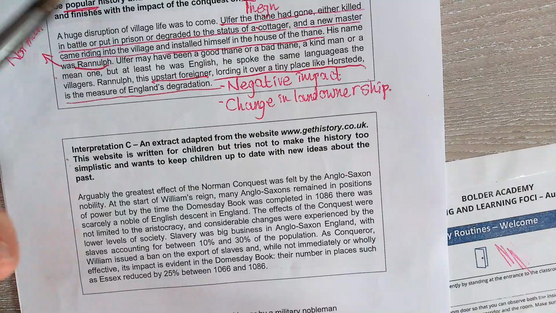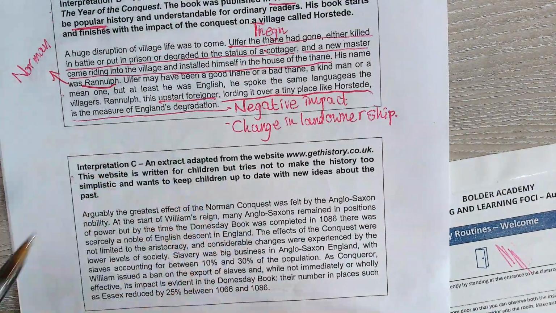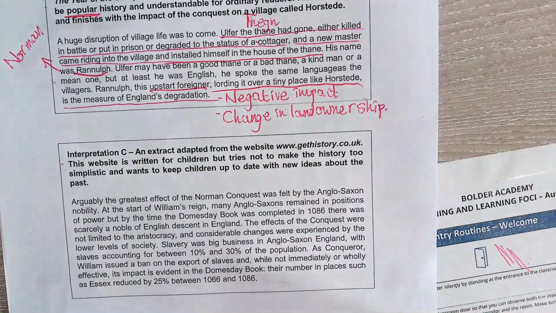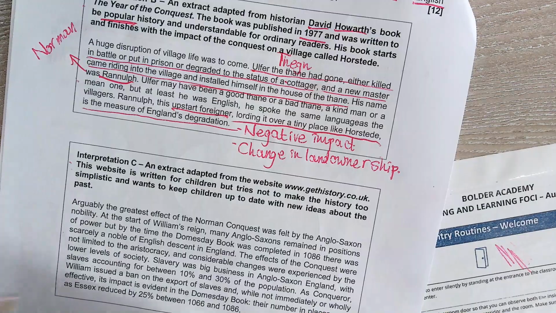Now this one is obviously a lot more recent because it's on the internet. Didn't have internet in 1977. It's written for children, but it tries to make the history not too simplistic and wants to keep children up to date with new ideas about the past. That's interesting. Right, let's have a go at this one then.